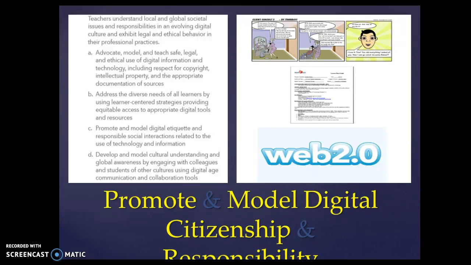With these three things, this helps the teacher adhere to the standards of having teachers understand local and global social issues and responsibilities in an evolving digital culture and exhibit legal and ethical behavior in their professional practices.